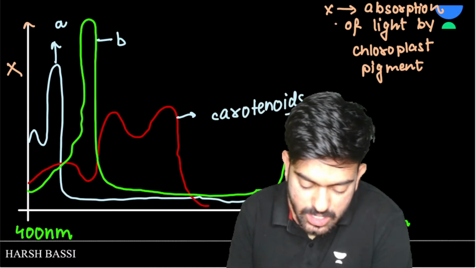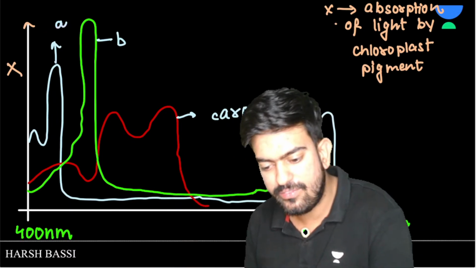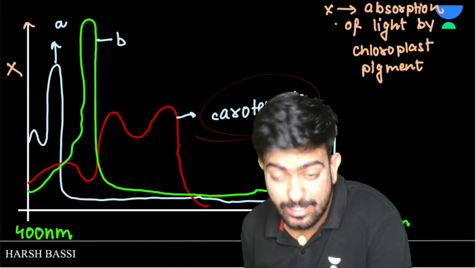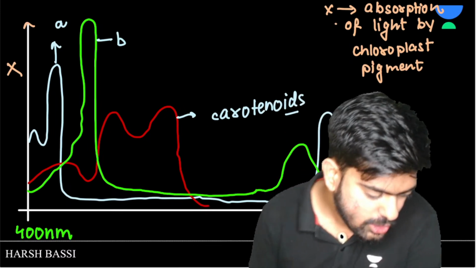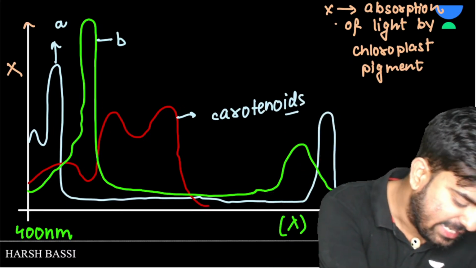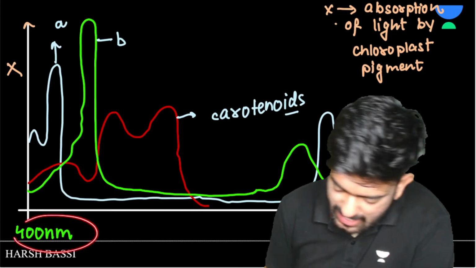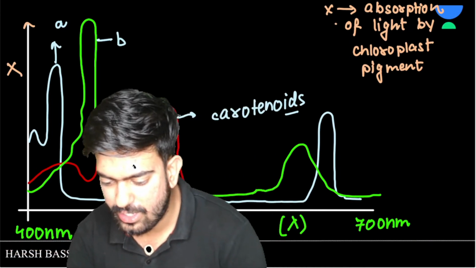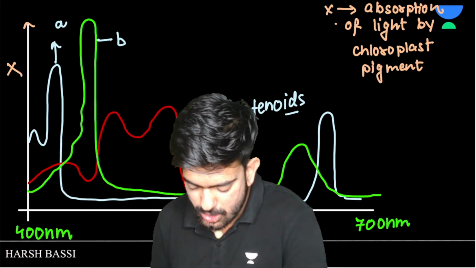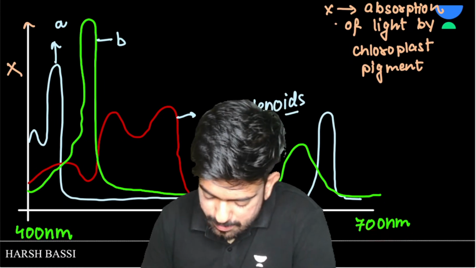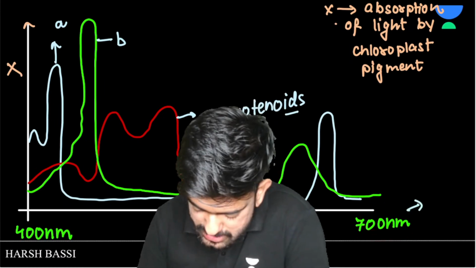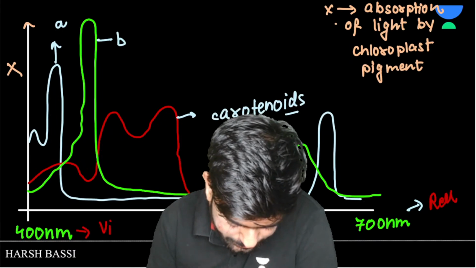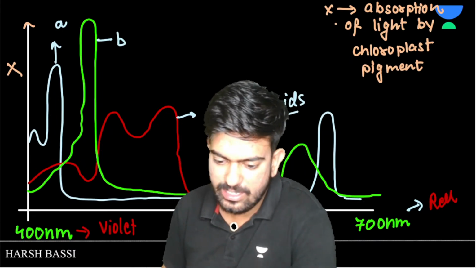So which comes first? Chlorophyll A comes first. So here we have chlorophyll A, chlorophyll B second, and carotenoids, which is third. Clear? So can I say that if this is 400 and this is 700, if I am talking about the wavelengths, this is 400 and this is 700. So which means what? This basically represents the red light, and this basically represents what? The violet light. Yes, the violet one.